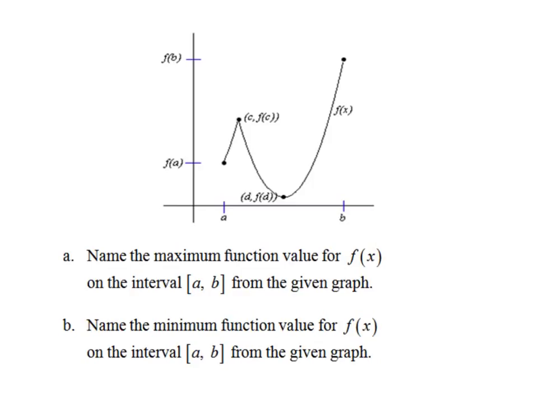We just need to find the highest value, and it looks like right up here we have our point, and straight across from it we can see that it has an output value of f of b. So f of b would be the answer, okay? Not b, but f of b. And then our minimum value looks like it's happening right down here at the point d, f of d. So f of d would be our minimum function value on this interval.